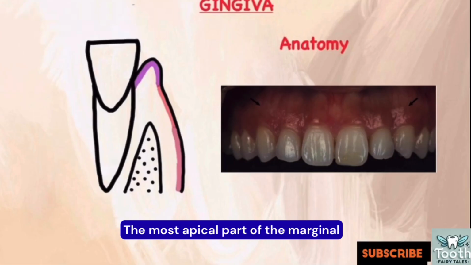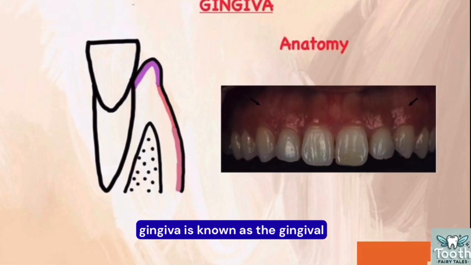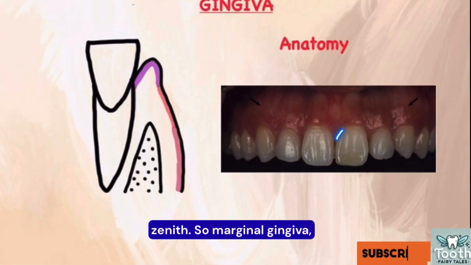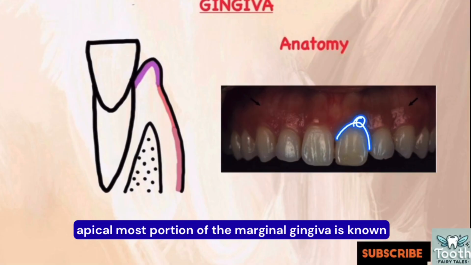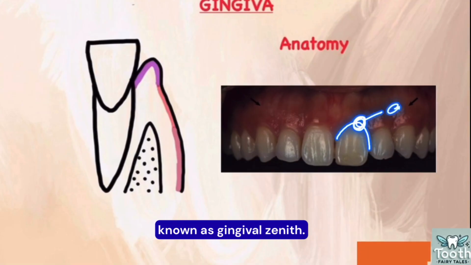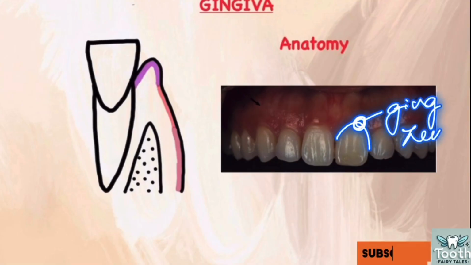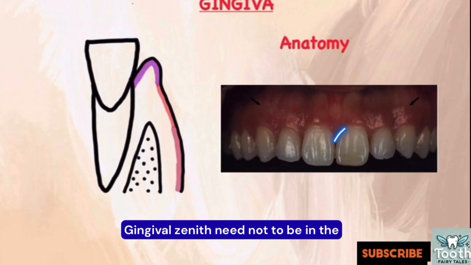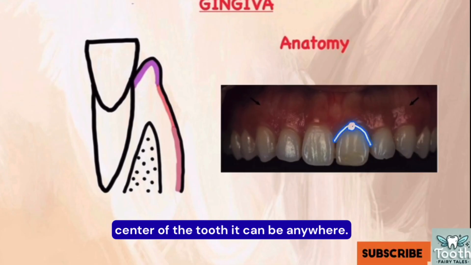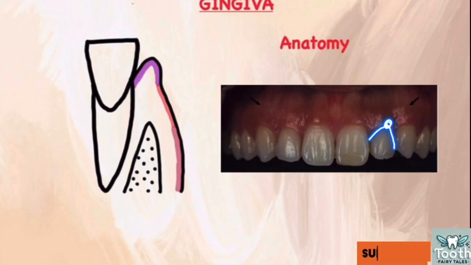The most apical part of the marginal gingiva is known as the gingival zenith. Gingival zenith need not be in the center of the tooth. It can be anywhere.